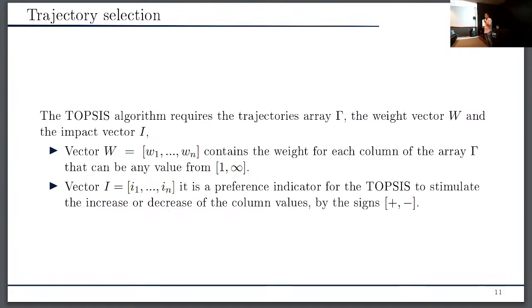This method takes the array of trajectories generated by the path planner algorithm and two other parameters given by the user: the weight vector and the impact vector. The weight vector contains the weight for each criterion that will be taken into account, and the impact vector works as an indicator for the TOPSIS to stimulate the increase or decrease of each criterion.